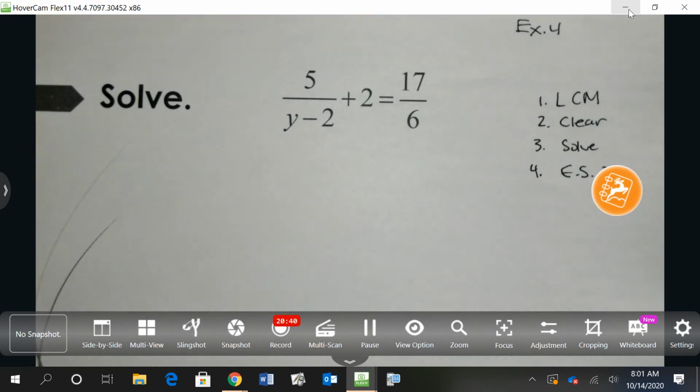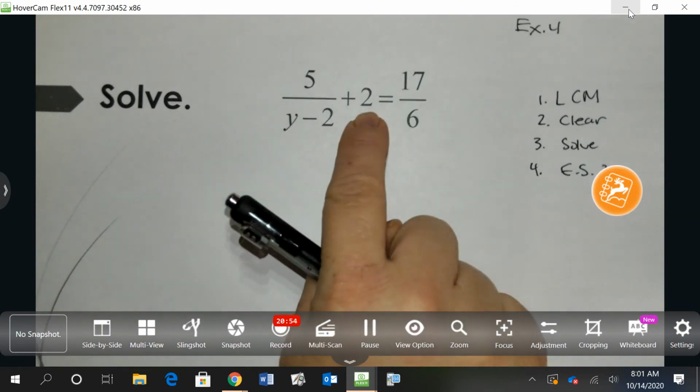Now this only looks slightly different. In fact, this problem is much like examples 1 and 2, and less like example 3. What confuses students when they look at this is they're like, there's something missing. I don't see a denominator here.